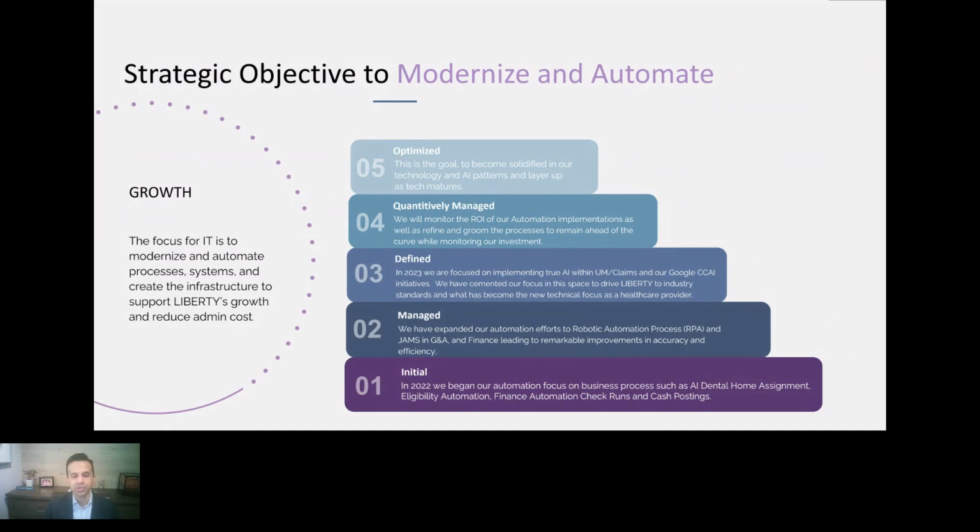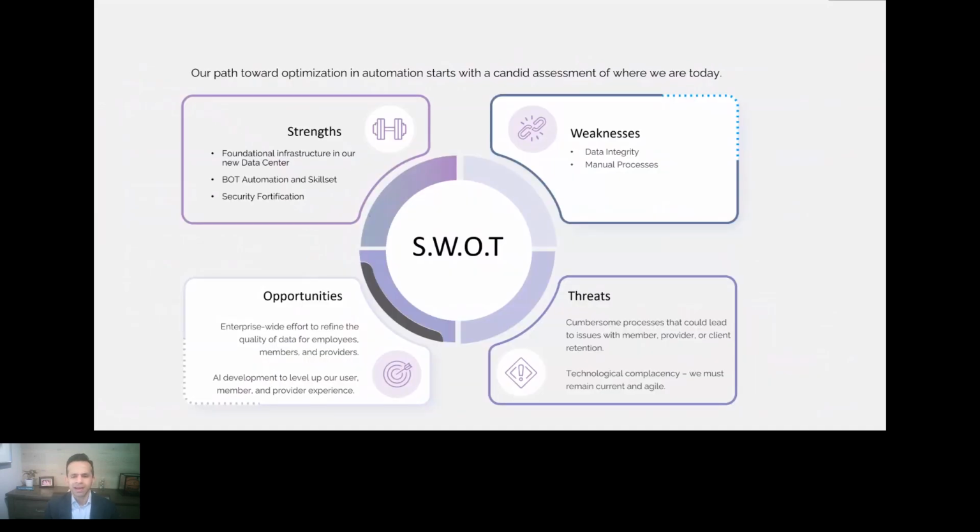So now we are at a stage where we are rolling out more AI and Gen AI projects while optimizing the existing ones that are already live, because obviously things keep on changing. How we architect our systems becomes very imperative. I put together a simple SWOT analysis.